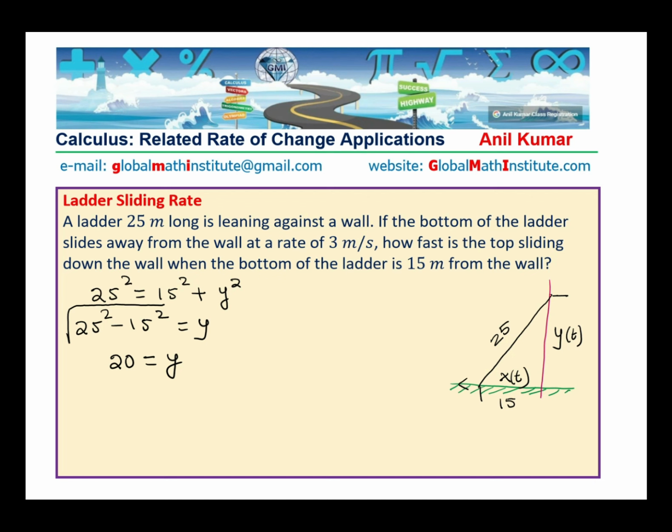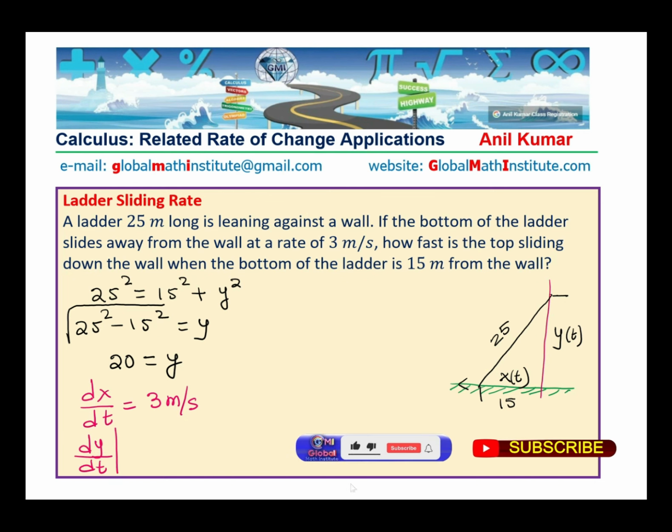Now in this particular case, we are given that the x value changes at the rate of 3 meters per second. The ladder slides away from the wall at the rate of 3 meters per second. So that means we are given that dx/dt is 3 meters per second. How fast is the top sliding down the wall when the bottom is 15 meters away? So we want to find dy/dt when the value of x is 15. You get the whole idea. This is what we need to find.